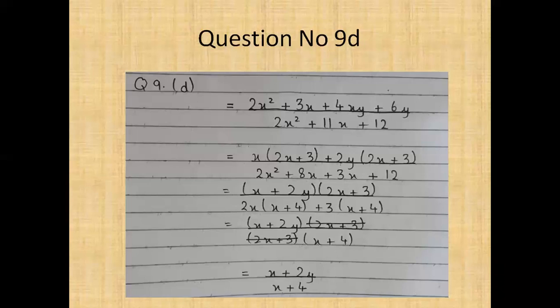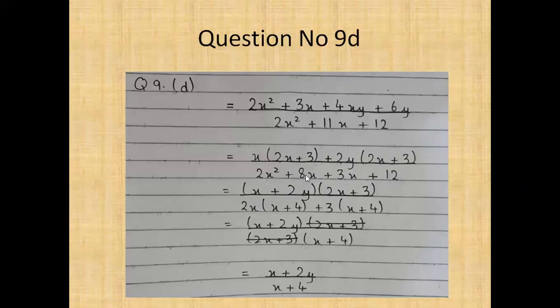The pair will be 8 and 3 because when you multiply them, that gives you 24, and when you add them, that gives you 11. So you can see here downstairs, I have done the middle term breaking: 2x squared plus 8x plus 3x plus 12. Upstairs here, this 2x plus 3 bracket is common, and the other bracket will be x plus 2y. Upstairs you will have x plus 2y into 2x plus 3.